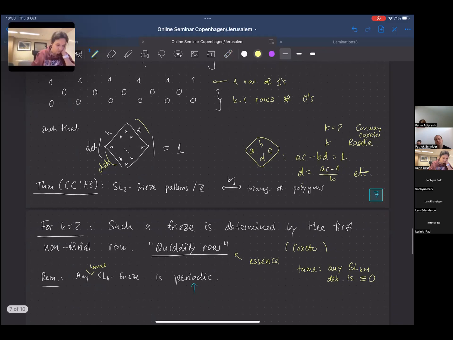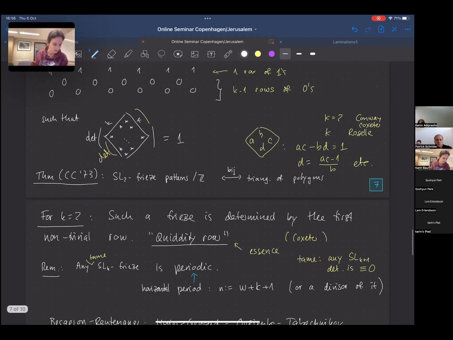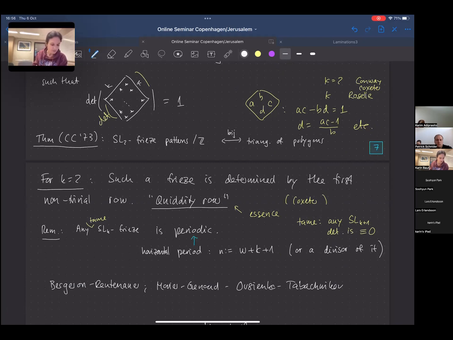So every such frieze pattern is periodic when we assume tameness, and the horizontal period is equal to W plus k plus one, or a divisor of it. So at least you have this period of N. It could also be a smaller one. Such SL_k frieze patterns have been studied by Bergeron-Reutenauer, Morier-Genoud, Ovsienko and Tabachnikov in the last 10 years.